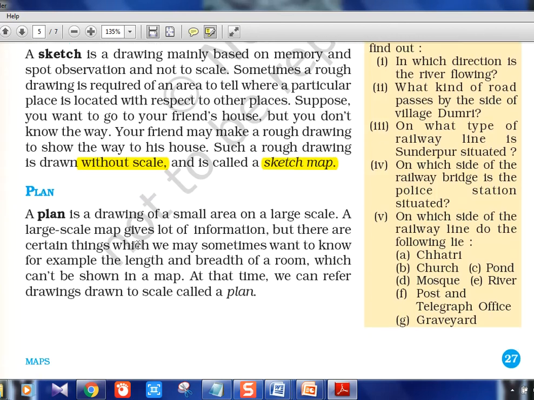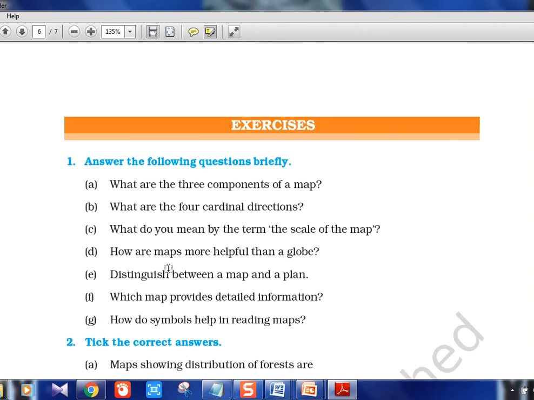A plan is something that will definitely have a scale. Like suppose a house plan or something you are drawing. You are drawing the street, the house, everything, the length, the breadth, and it will be very detailed. That is called a plan. A large scale map gives a lot of information. A large scale map, like when we zoom into villages, 5 centimeter, 500 meter, that concept. So sketch and plan, that's all there is in this chapter.